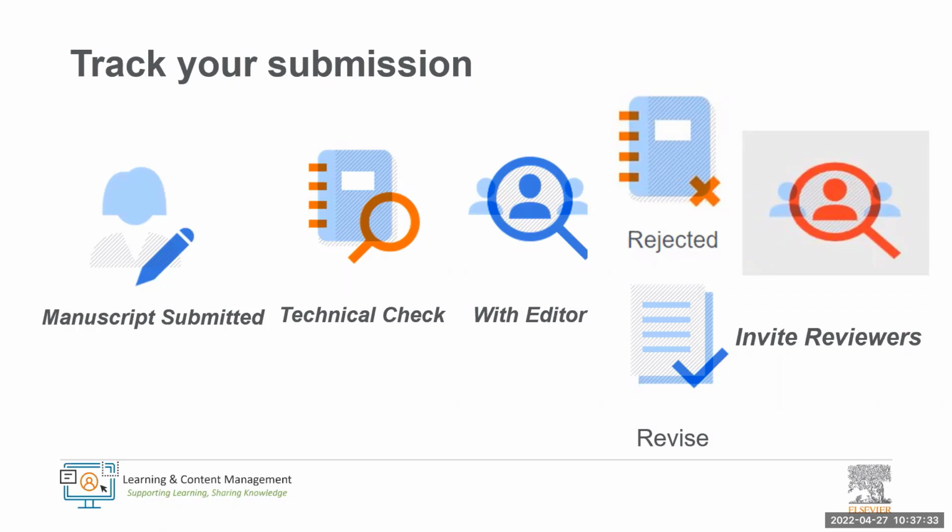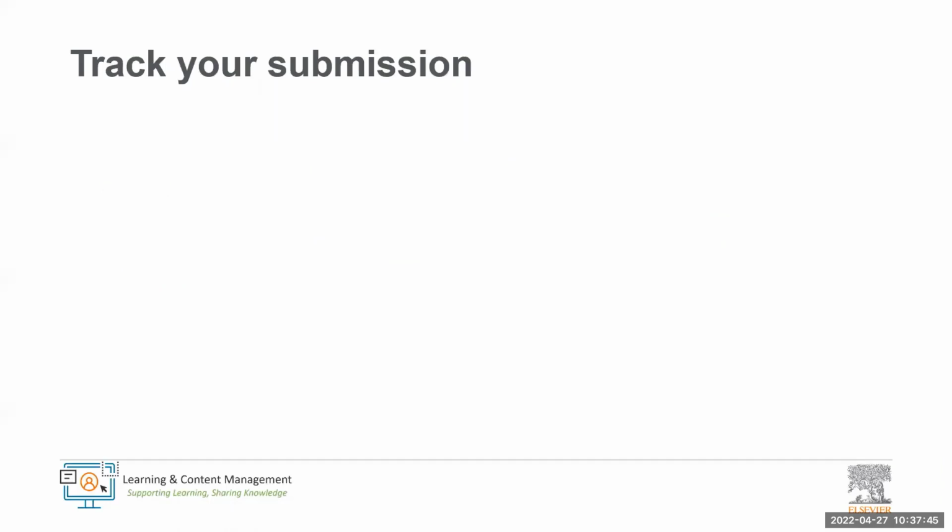If the editor decides that your paper is good, then he would proceed to identify 2 or 3 independent reviewers, depending upon the journal configuration.